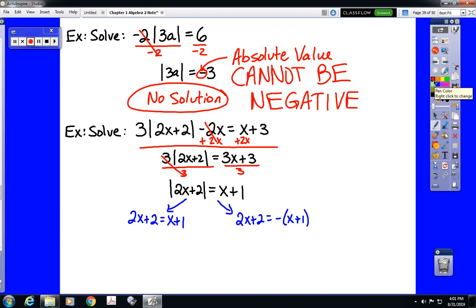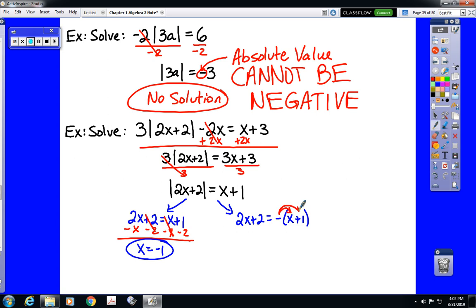So we start off with subtracting an x from each side on the left equation, which means we're going to subtract 2 from the right side, or left side. That gives us x equals negative 1. So we're going to check that answer in a minute. Let's go ahead and solve the other equation first.